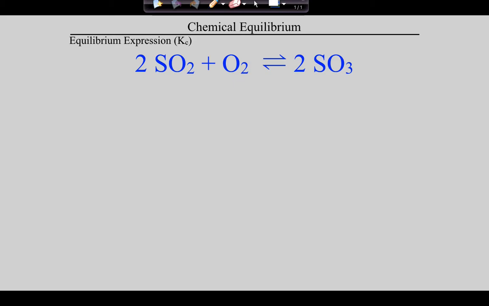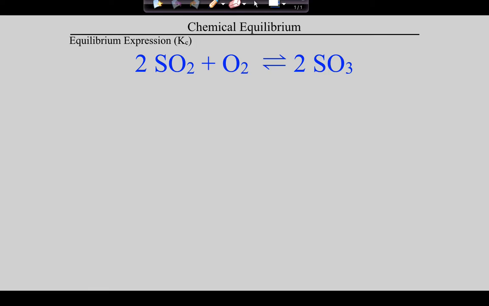So 2SO2 plus O2 in equilibrium. Remember, that's a double-headed arrow. These have got to be reversible. Yields 2SO3. So guys, let's apply our rules. And you're going to notice I'm going to skip some space. I'm going to write the Kc expression for this, but I'm going to skip some space. You don't need to. You'll see why in a second.